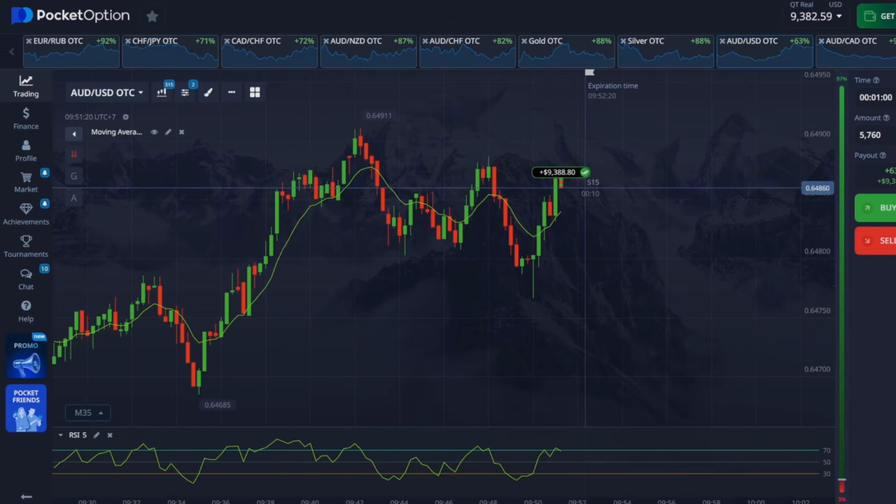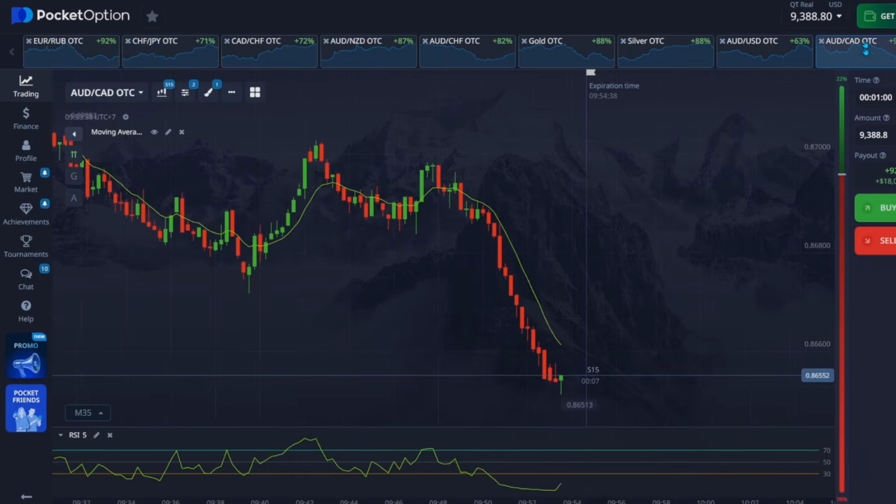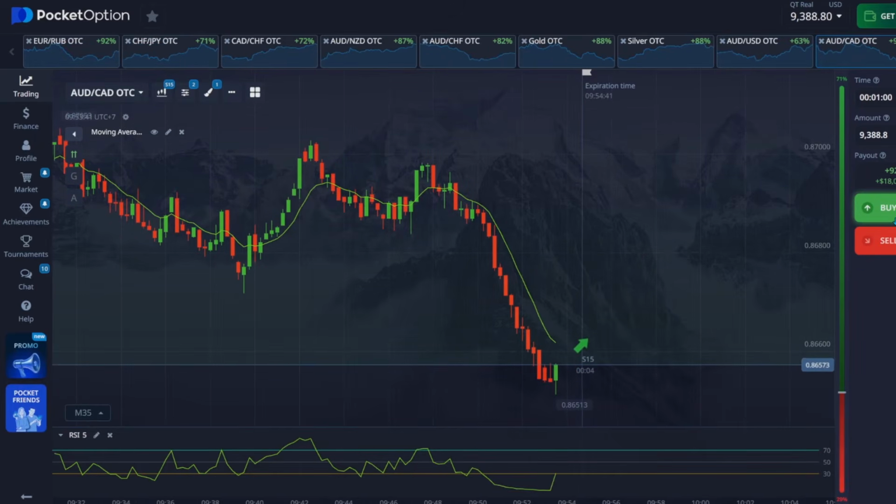Profit. Another precise and clean result. Let's open the market again and look for the next valid setup.